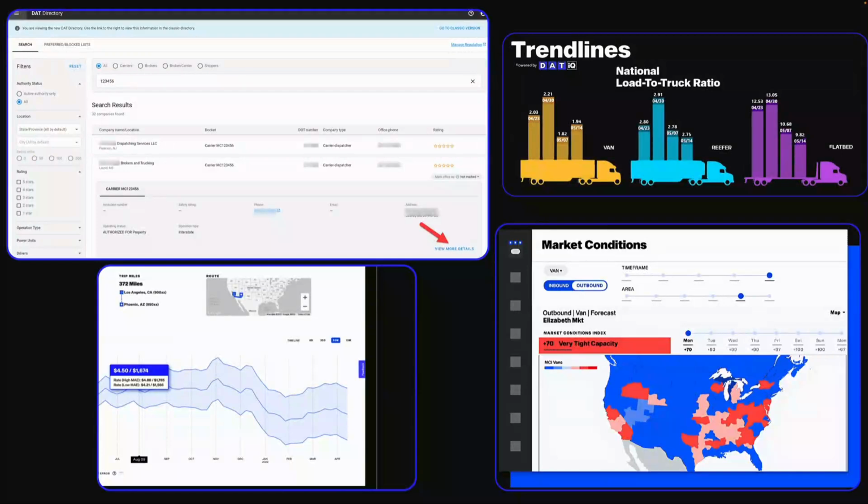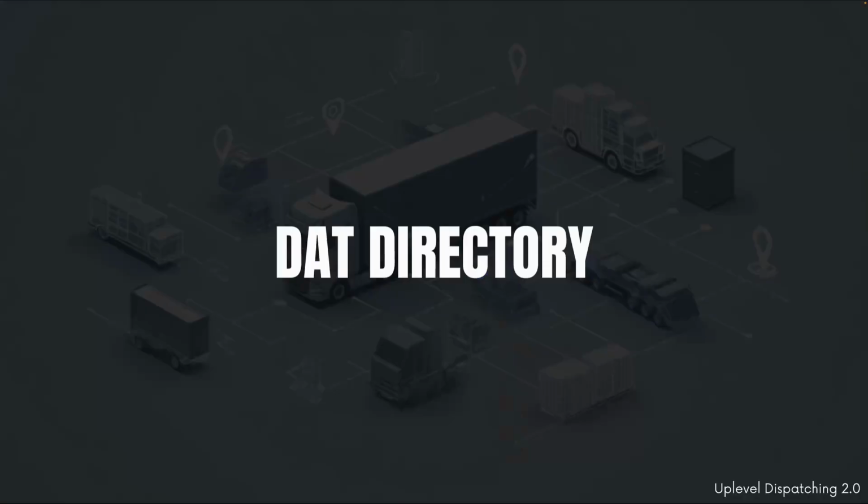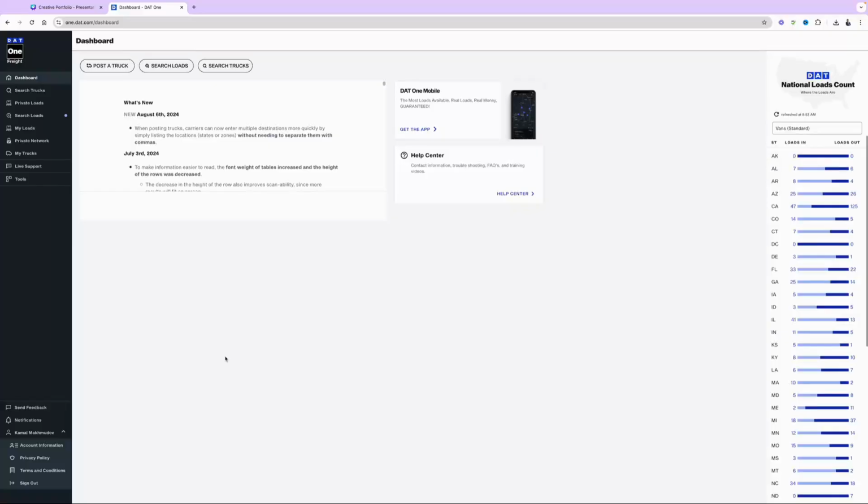Remember, these tools are designed to give you the insights and data you need to make informed strategic decisions. And remember, what's the goal? The goal is to become a data-driven dispatcher. So let's dive in. First up is the DAT directory. Think of it as your go-to resource for connecting with the right partners in the freight industry. First, let me show you how to get there.